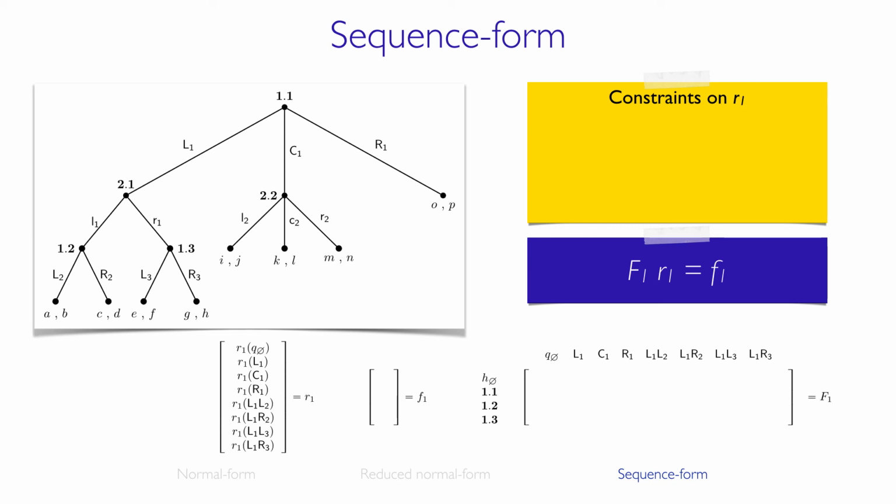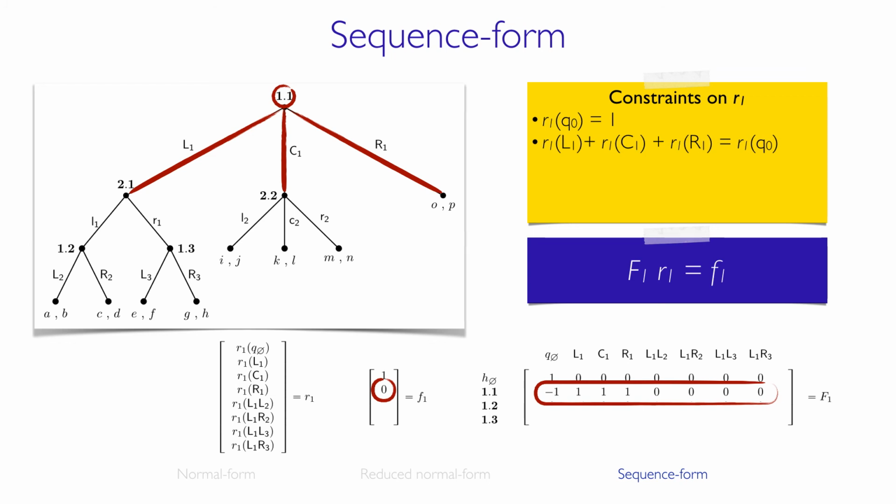F1 is a matrix representing the coefficient of R1 in the constraints. It has a row for each constraint, that is for each information set, and a column for each sequence. f1 is a vector with size equal to the number of constraints, which contains constant terms of the constraints. Of course, the realization probability of the empty sequence must be 1.